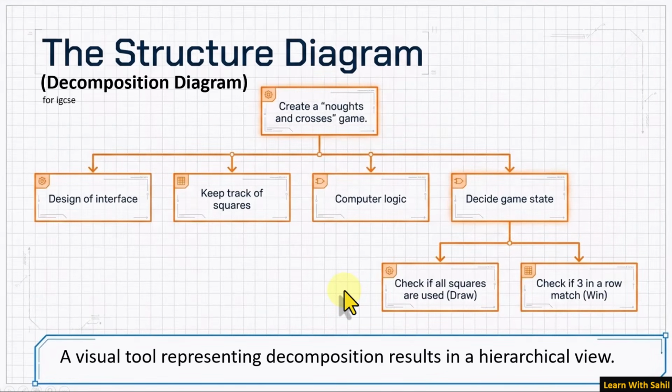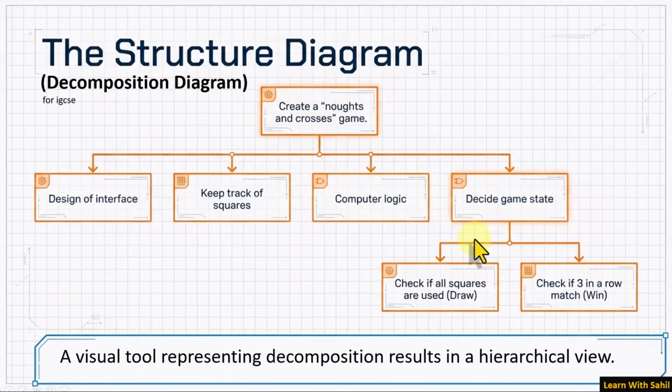Then inside decomposition, we have to study the structure diagram, or the other name for that is decomposition diagram. Okay, so what is a structure diagram or decomposition diagram? That is a visual tool representing decomposition results in a hierarchical view. As you can see here, create a noughts and crosses game. That is the main problem. Then we divide it into subproblems. Okay, design of interface, keep track of squares, computer logic, and decide game state.